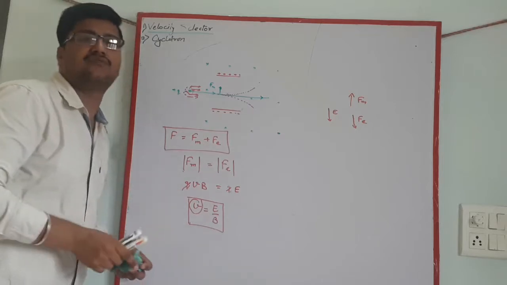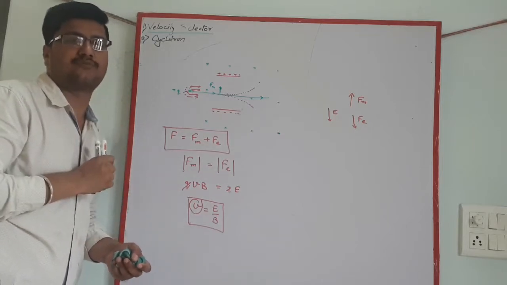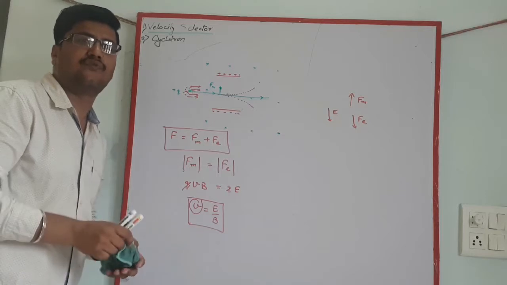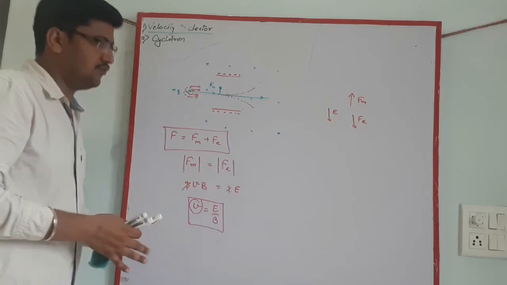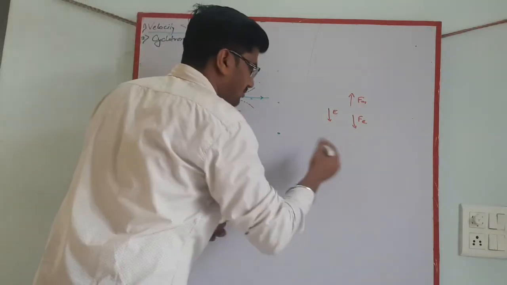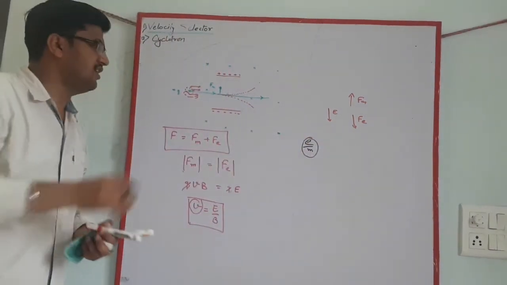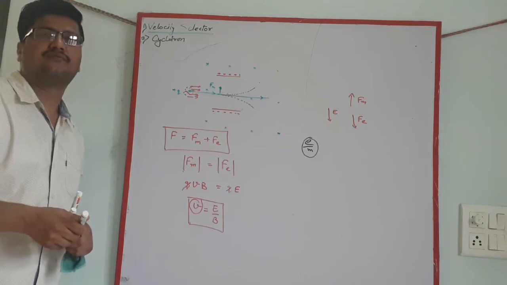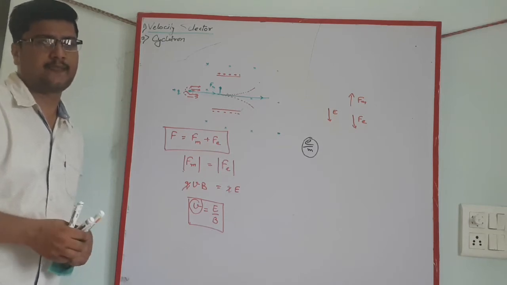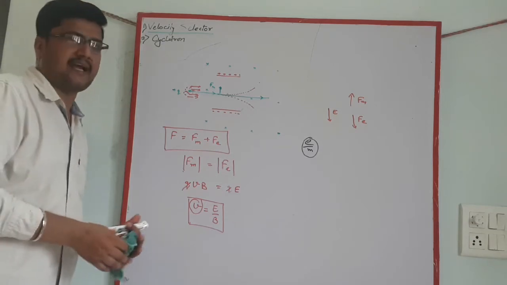And this is the relation which was used by J.J. Thomson to find the value of e by m ratio for the moving charges, for the electrons. So dear friends, this was all about the velocity selector. Our next topic is cyclotron.